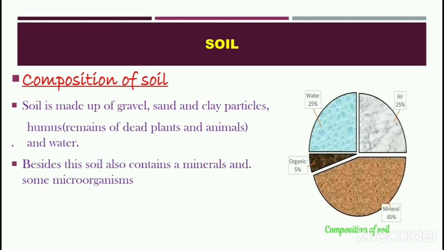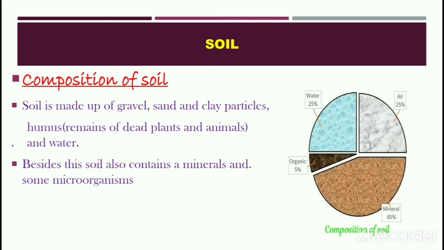So soil is made up of gravel, sand and clay particles. Along with it, it is also made up of humus. Students, humus is nothing but the remains of dead plants and animals. The topmost layer of the soil is known as topsoil. In the topsoil, the top layer is known as humus, which consists of dead plants and animals. Humus is a layer which holds the water in it.